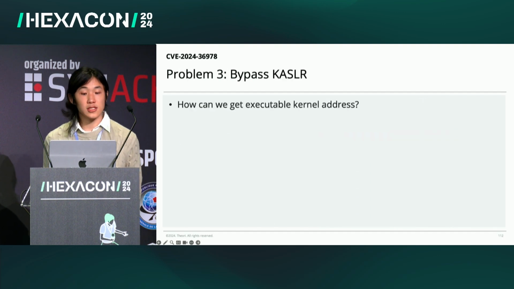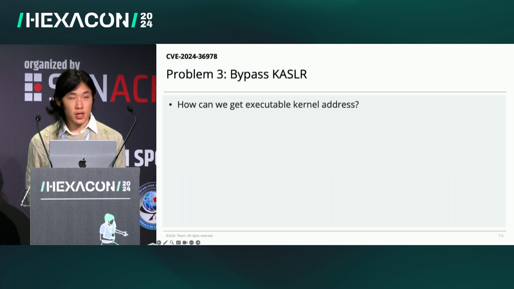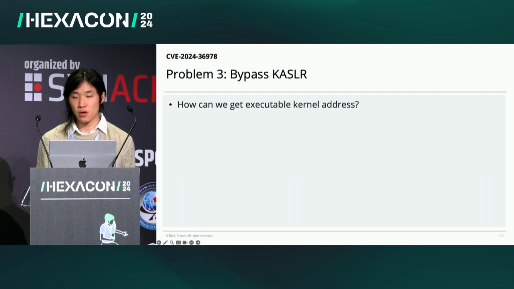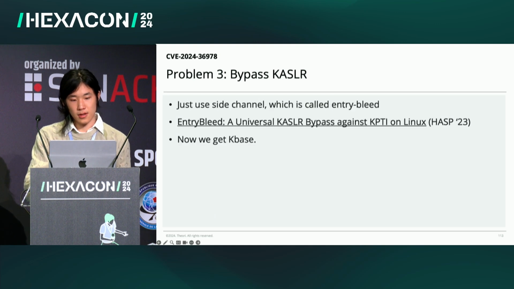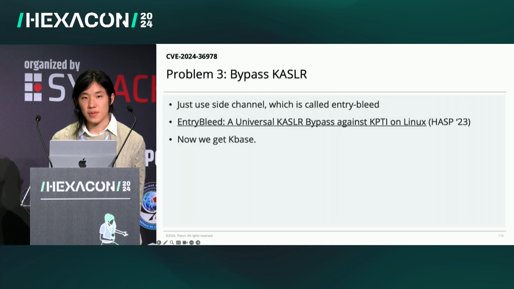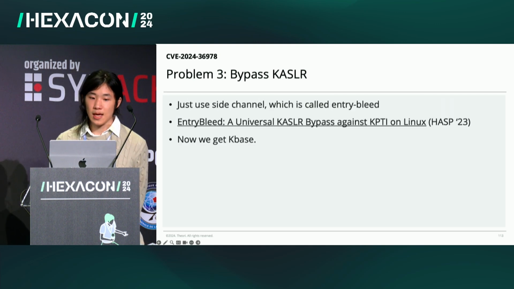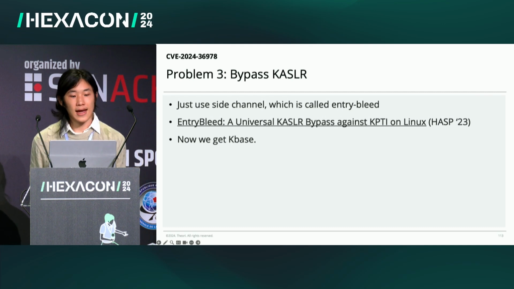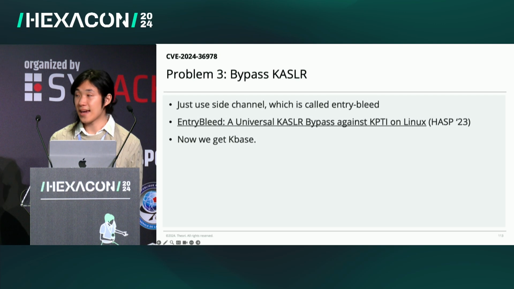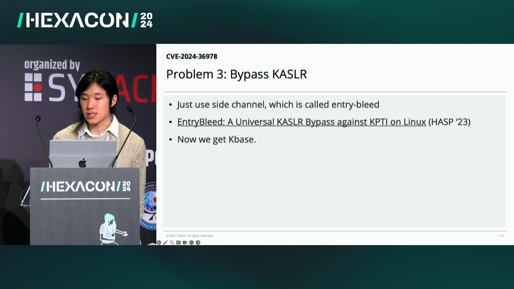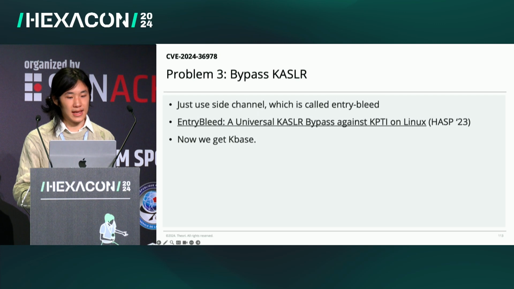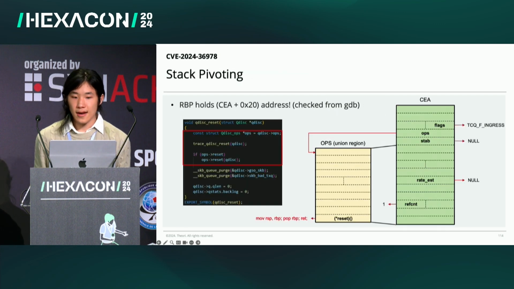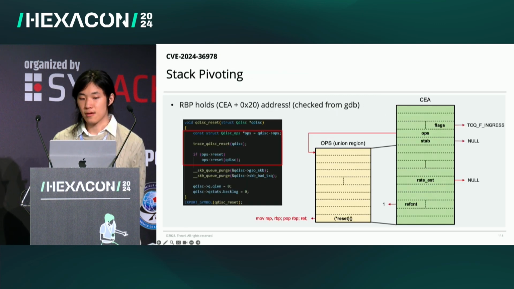Then, how can you get the executable kernel address? We can call any address, but the kernel has KASLR, so we can't call anything. The kernelCTF enabled KPTI disabled, so we can use the EntryBleed technique. EntryBleed is the side channel to get KASLR, which was introduced in HASP 23. Now we can leak the kernel base simply. Then let's do the stack pivoting.